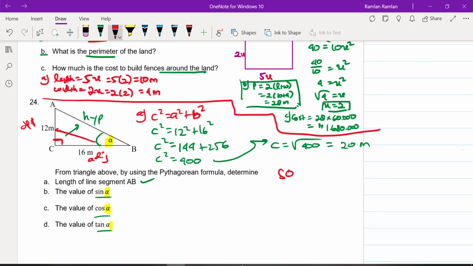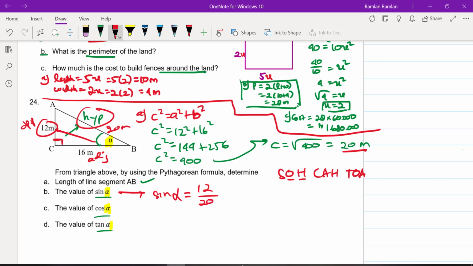Just remember SOH CAH TOA, which I have already given you. Sine is opposite divided by hypotenuse. So sine alpha is this opposite side over the hypotenuse, whose length we have already found, which is 20 meters. That equals 12 over 20, and we can simplify by dividing both by 4, giving 3 over 5, or as a decimal, 0.6.